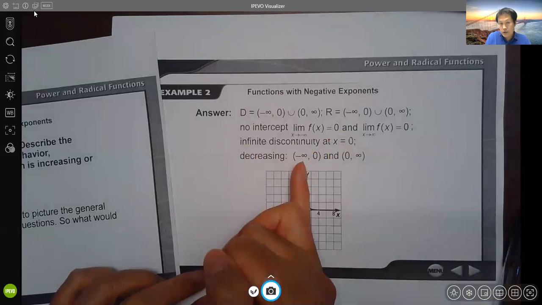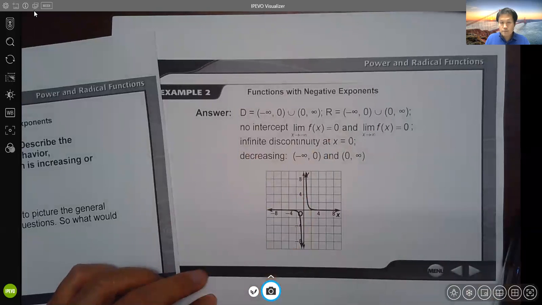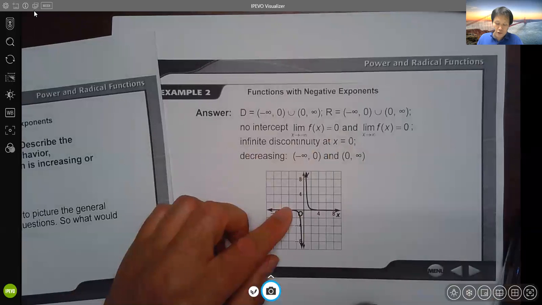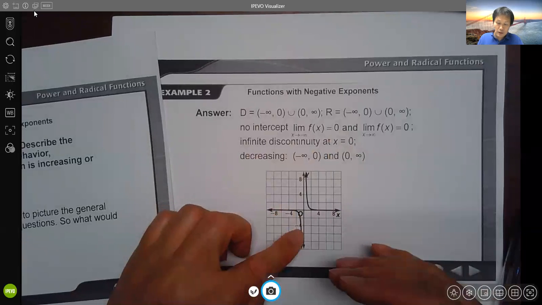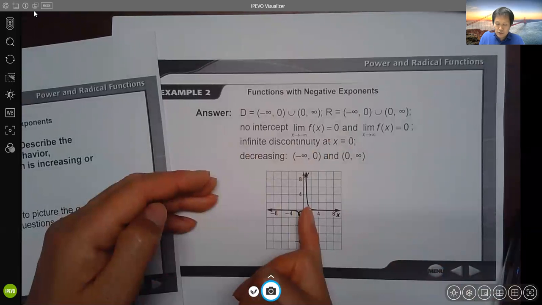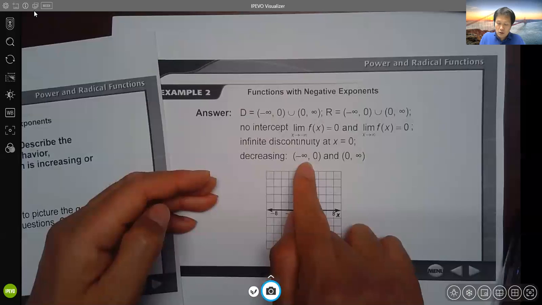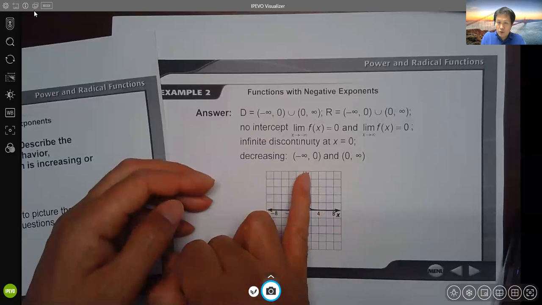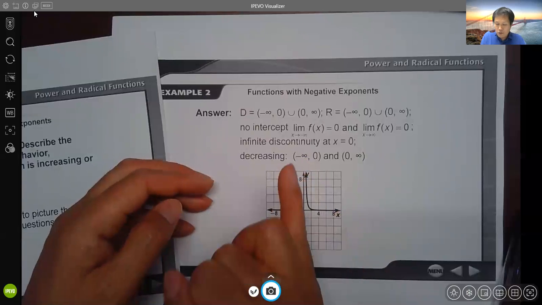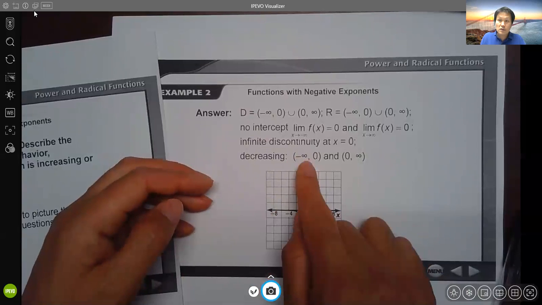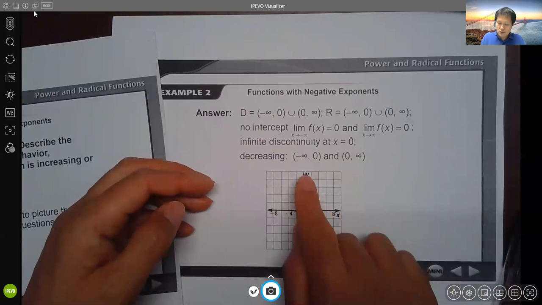So right here we have this discontinuity. Now, as you go to the right, what happens to the y? It decreases. So here through here decreases. Minus infinity to 0, decrease. Also here, as you go to the right, it also decreases. 0 through infinity also decreases. Decrease here, decrease here. So it's decreasing on both.